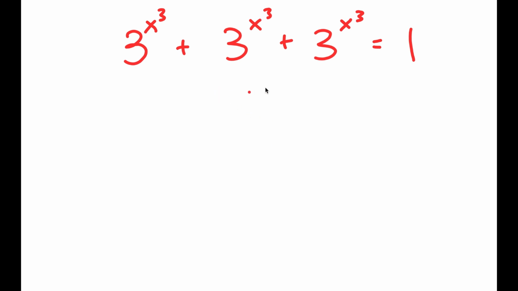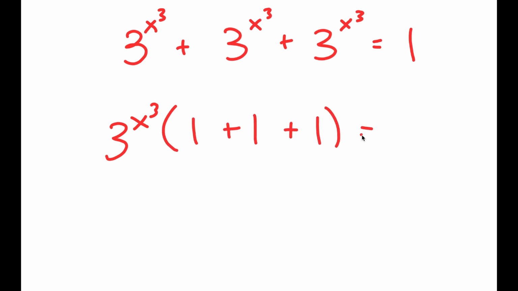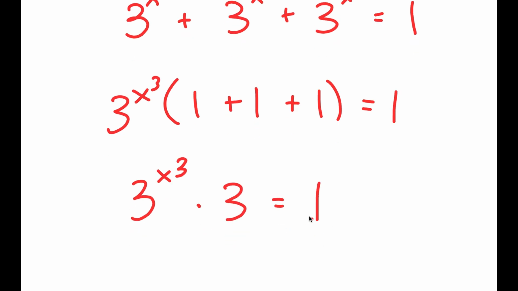So to solve this, I'm going to first start by factoring out 3 to the power of x to the power of 3. So I get 3 to the power of x to the power of 3 times 1 plus 1 plus 1 is equal to 1. And from here, 1 plus 1 plus 1 is equal to 3. So I get 3 to the power of x to the power of 3 times 3 is equal to 1.